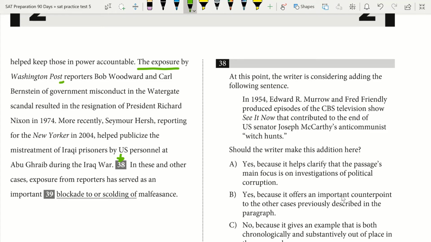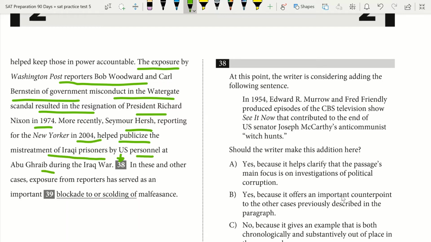The exposure by Washington Post reporters Bob Woodward and Carl Bernstein of government misconduct in the Watergate scandal resulted in the resignation of President Richard Nixon in 1974. More recently, Seymour Hersh, reporting for the New Yorker in 2004, helped publicize the mistreatment of Iraqi prisoners by U.S. personnel at Abu Ghraib during the Iraq War. Okay, now in 38, I asked, should I add the following sentence?